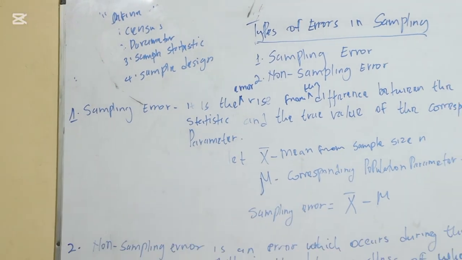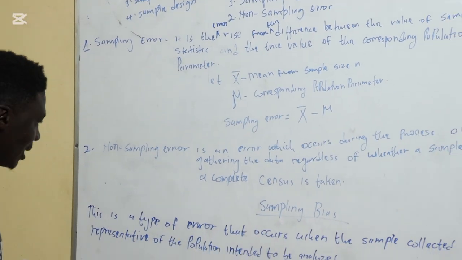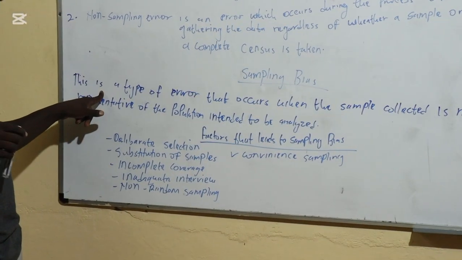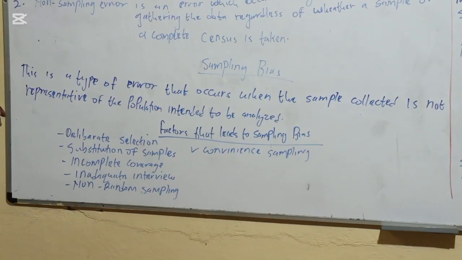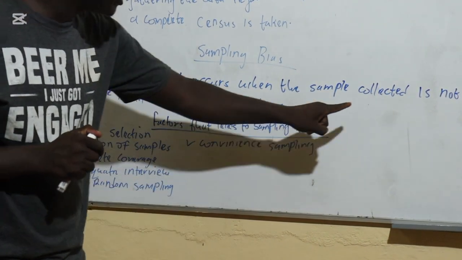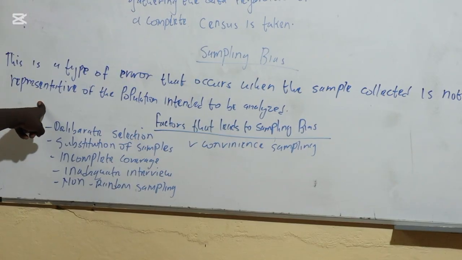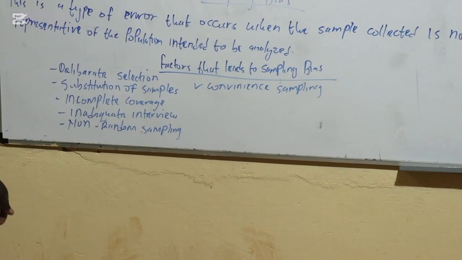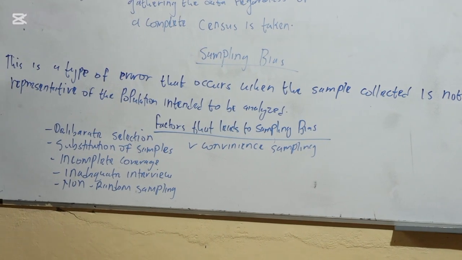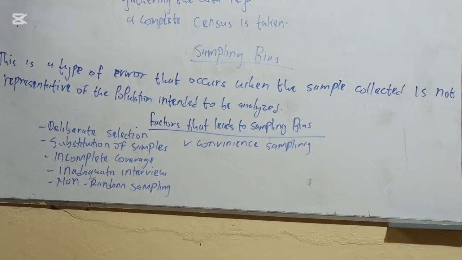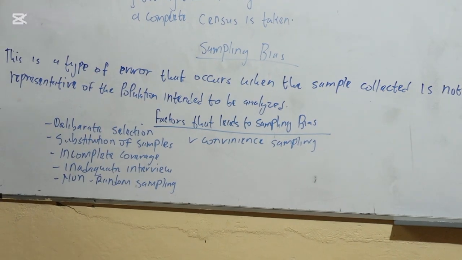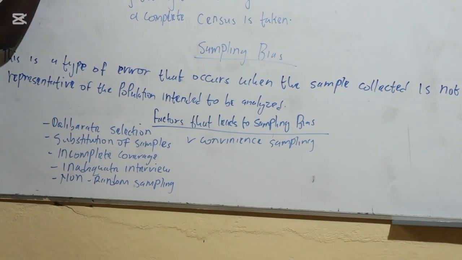Now as I proceed with my presentation, sampling bias. Let's define what sampling bias is. Sampling bias is a type of error that occurs when the sample collected is not representative of the population intended to be analyzed. For example, we are collecting data to do an analysis, yet that data is not representing the entire population. That's what we call sampling bias.